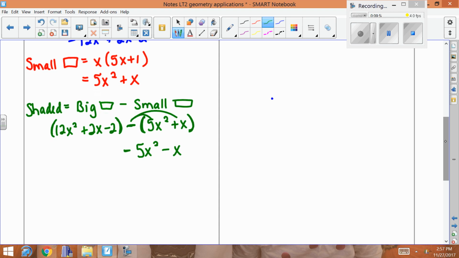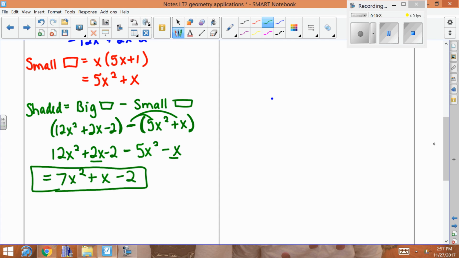I'll say it, and I still will see people make that mistake. You want to make sure you distribute that negative there. We are subtracting the entire expression. So now we can combine our like terms together. 12x squared minus the 5x squared gives us 7x squared. And then we have a plus 1x when we combine our x's together, and then a minus 2, and that's the area of the shaded region.